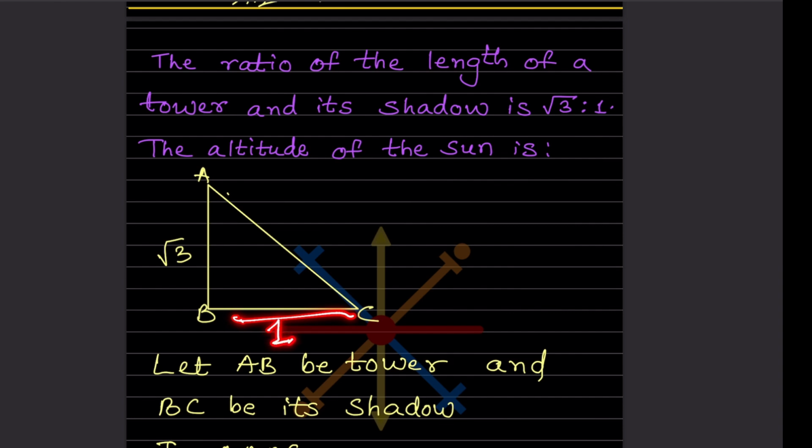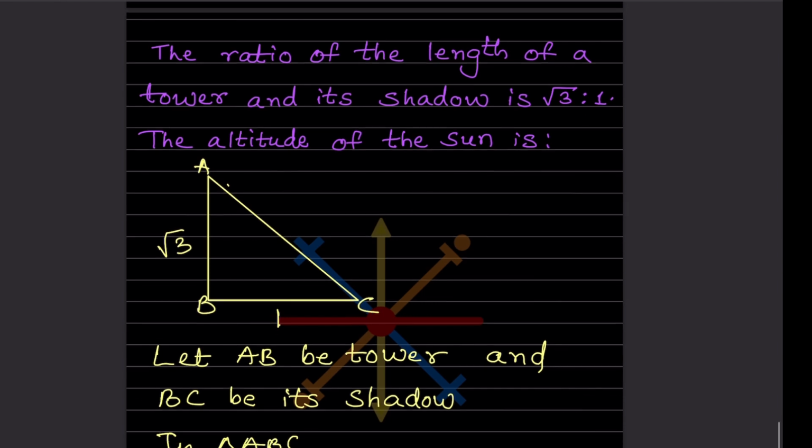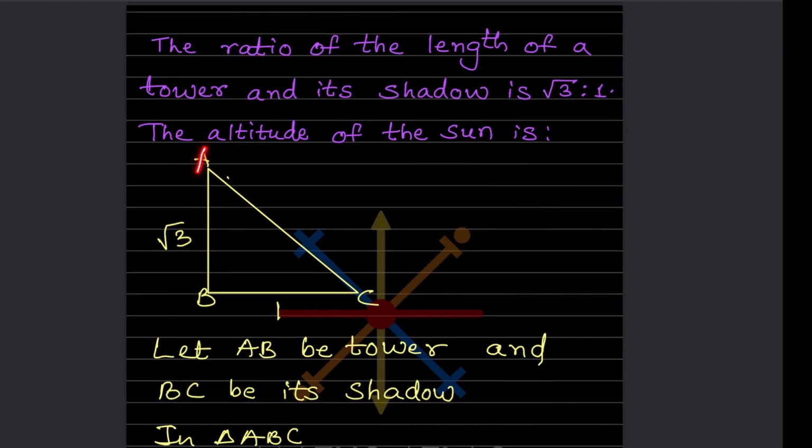This is very important, where to write root 3 and where to write 1. So now let us consider this. We have just labeled A, B, C. Let AB be the tower and BC be the shadow. This is very important, because of this we got these values: we have written root 3 here because this is the tower, and this is the shadow.